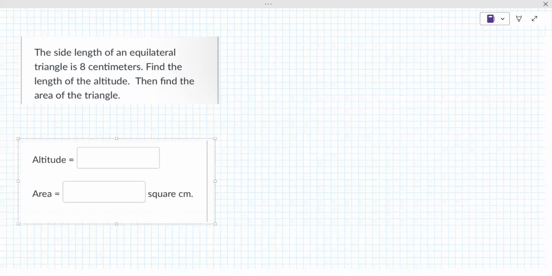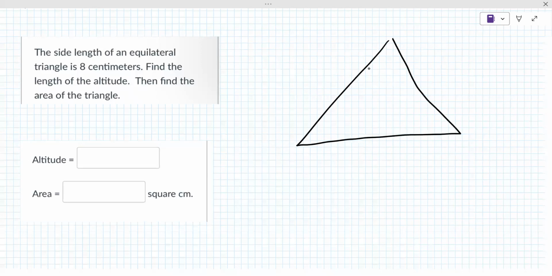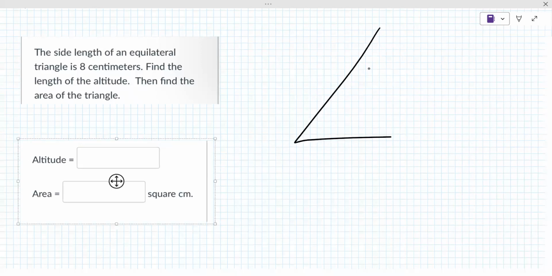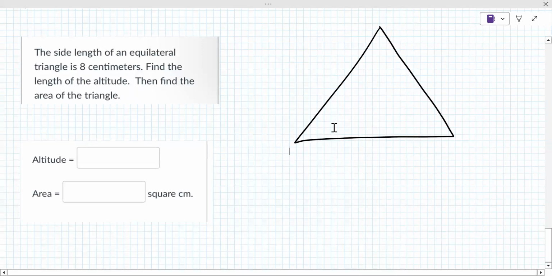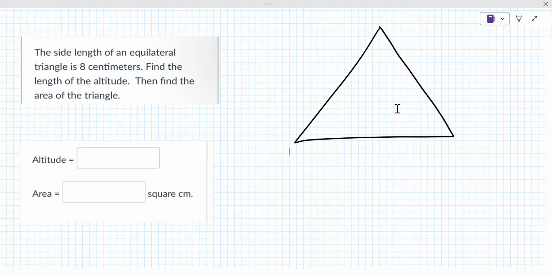The side length of an equilateral triangle is 8 centimeters. So here you go. Here's your equilateral triangle here. 8, 8, and 8. Now, tell me about the angle in the equilateral triangle. Can you give me its numerical value? It will be the same. What is that same value?